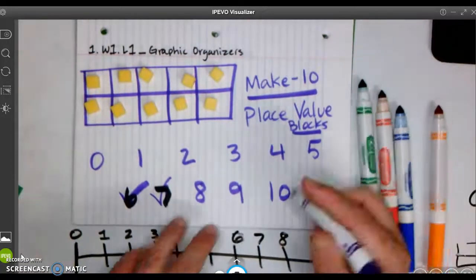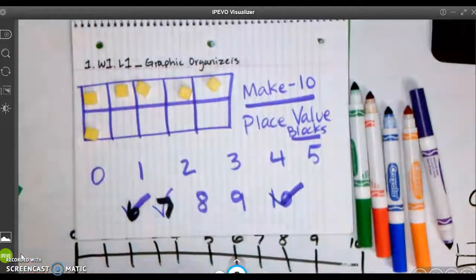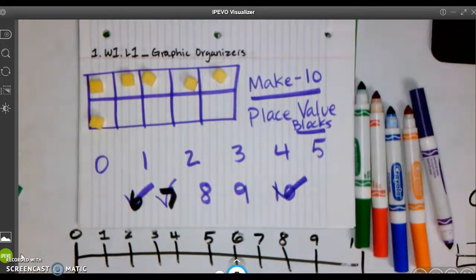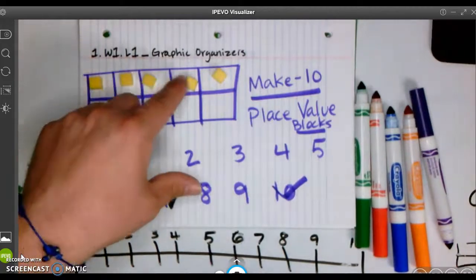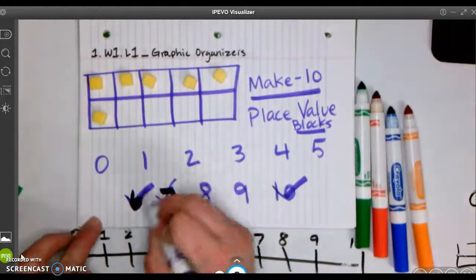Good job. Let me go ahead and take some out. Go ahead, talk to someone at your house about how much this might be. What value is represented here? 1, 2, 3, 4, 5, 6. Awesome. If you got 6, great job.